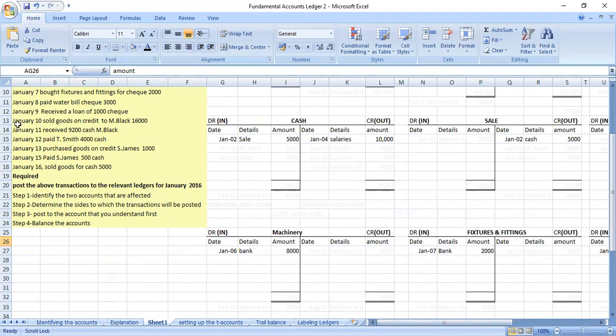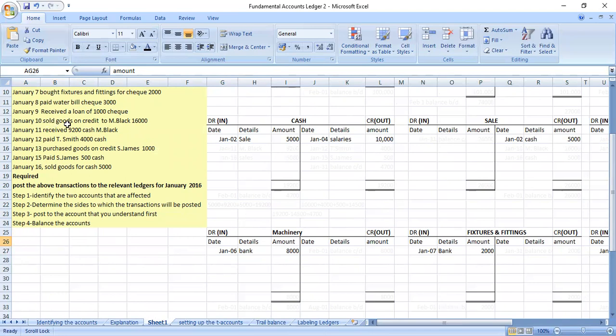All right, January 10, sold goods on credit to M Black. Which two accounts are affected? Sales and M Black. Do we have a sales account? We have a sales account, but do we have an account for M Black? No, we don't, and we need to create one for him because we sold the goods to him on trust. Was it a cash or credit transaction? It's a credit transaction, not a cash or bank transaction. That is what I wanted to say.